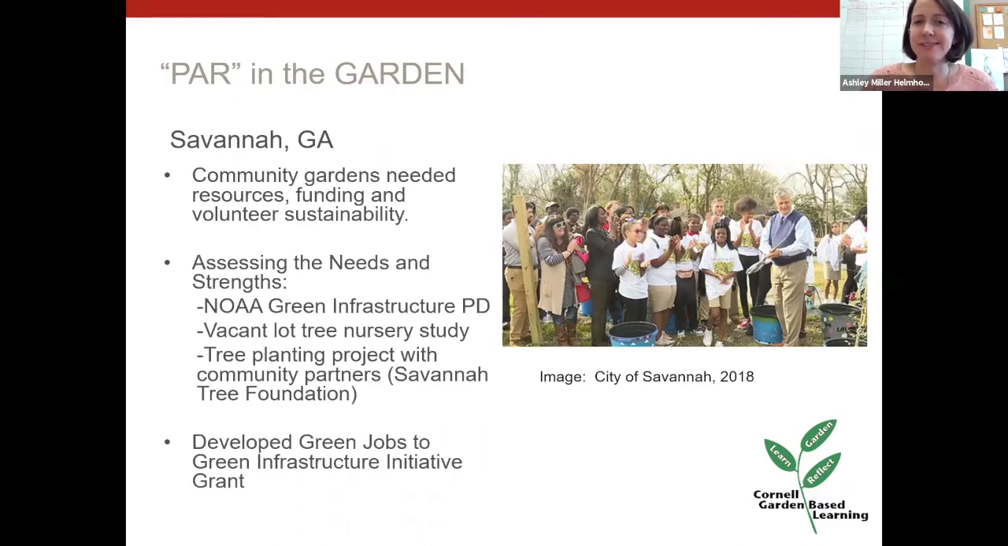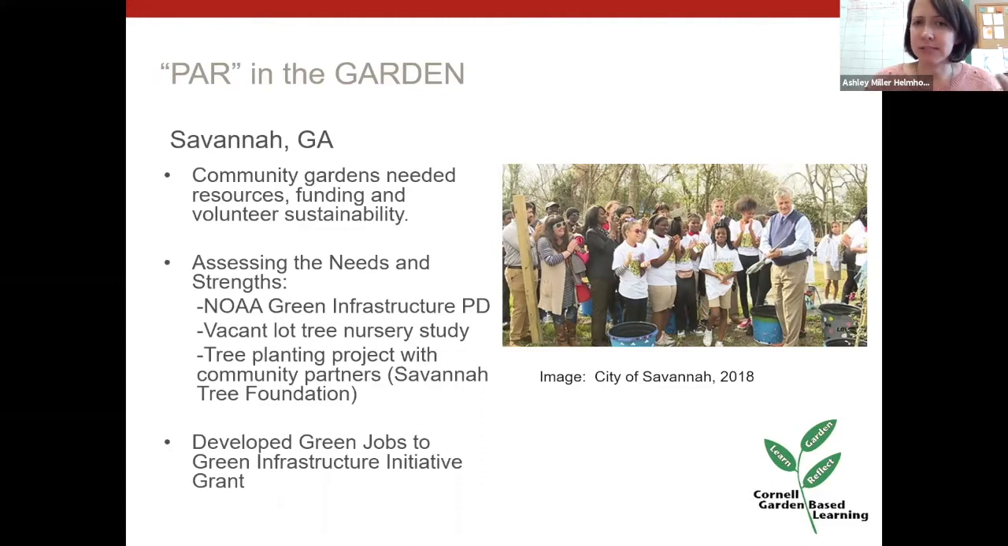I did a number of things to assess that with community partners and neighborhood members. I became involved in the Savannah Urban Garden Alliance and engaged a number of environmental partners in the community to do a green infrastructure professional development for many of these partner organizations, to get us all on the same page about the needs for green infrastructure in this coastal flood-prone community. We did a vacant lot nursery study and assessed what we could use these lots for, even beyond community gardening spaces, such as how we could use them to raise trees for city planning efforts. And then we worked with a youth group to do a pilot tree planting project with a community partner, Savannah Tree Foundation.